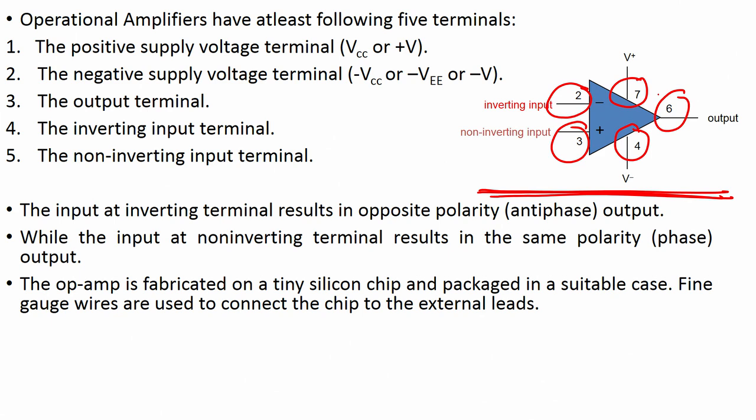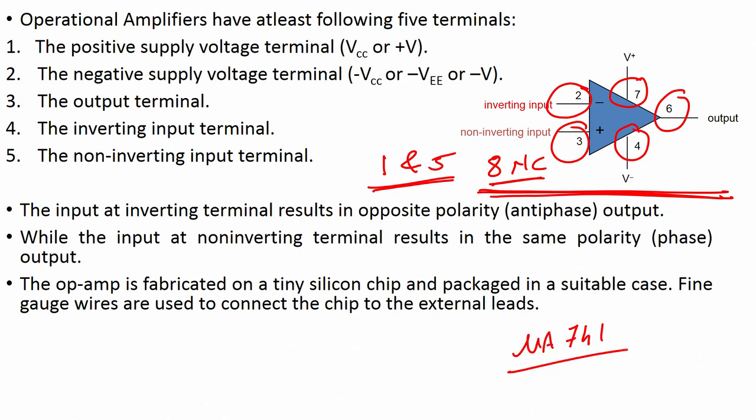Now, there are 2 more terminals, 1 and 5, that are used for offset, and then there is terminal 8 which is not connected, right. So, we have an 8 terminal IC, where we talk about a single op amp, when we talk about the μA 741, right.